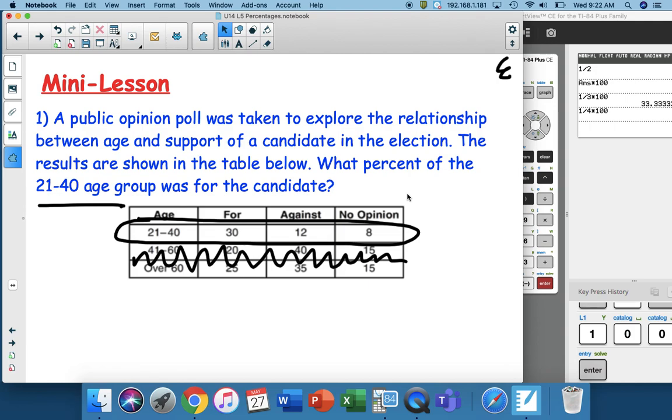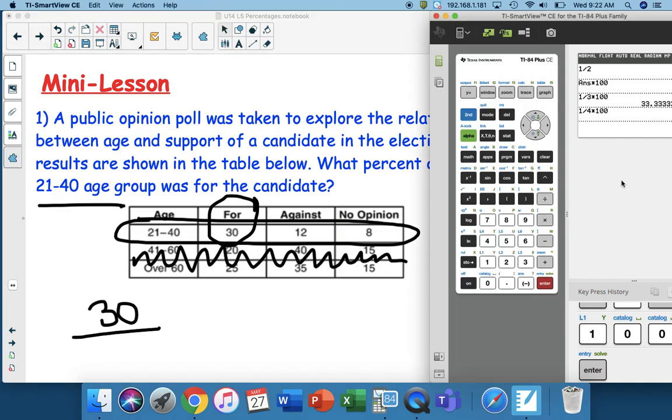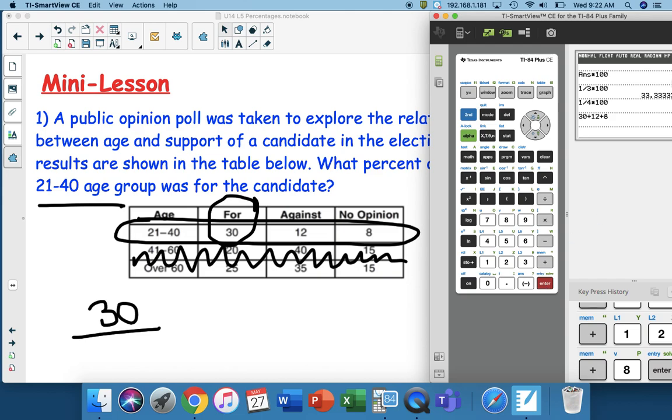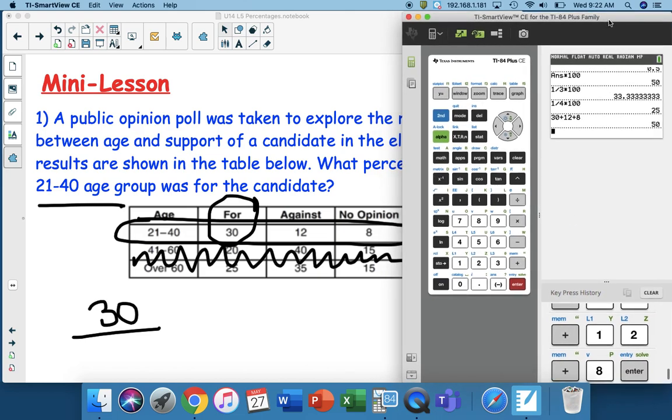So look at the 4. 30 people were for the candidate. 30 out of how many though? Remember, they're only talking about the 21 to 40 age group. So to find out how many, just add up all the numbers in the table. So 30 plus 12 plus 8, and we get 50.